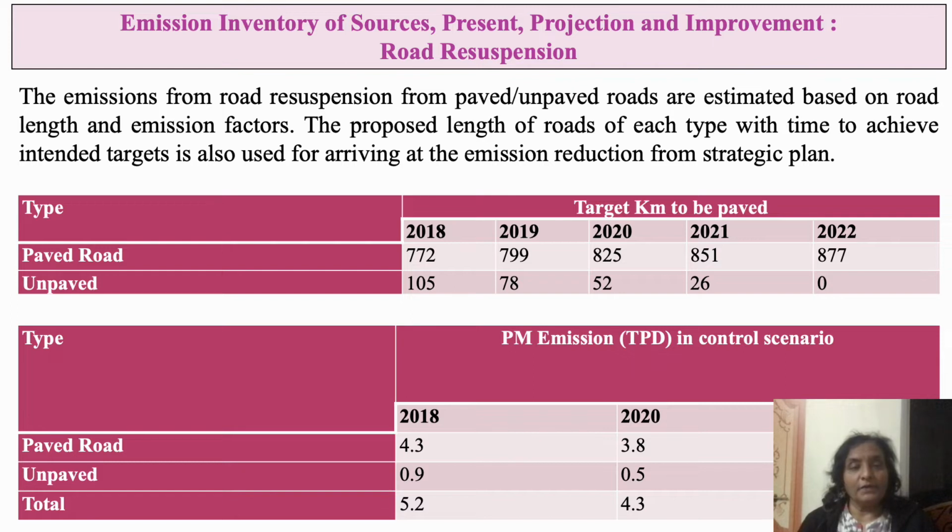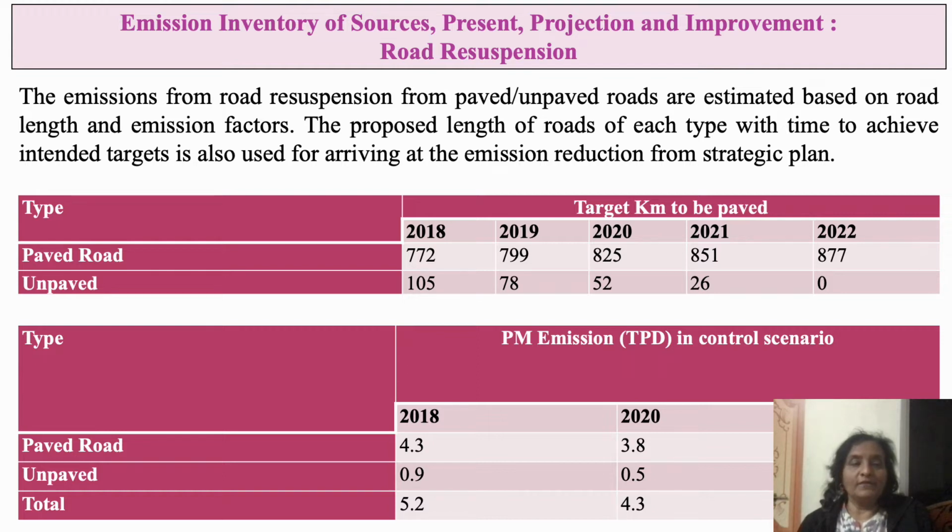Now coming to a particular example of emission inventory of sources for present, projected and improved emissions. Take an example of road resuspension of dust. The emissions from road resuspension from paved and unpaved roads are estimated based on the road length and emission factors. The proposed length of roads for each type with time to achieve intended targets is also used for arriving at the emission reduction from the strategic plan.